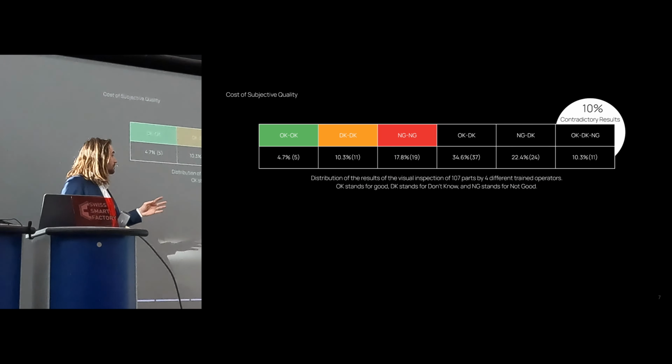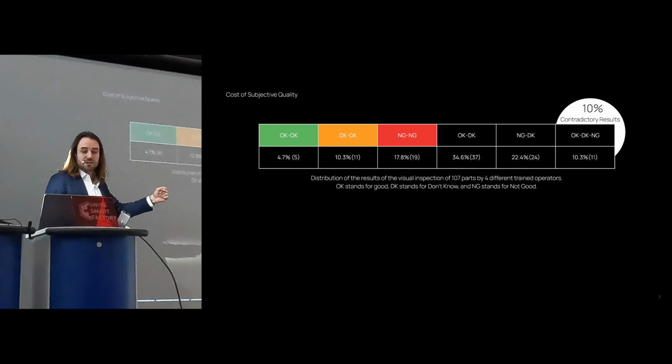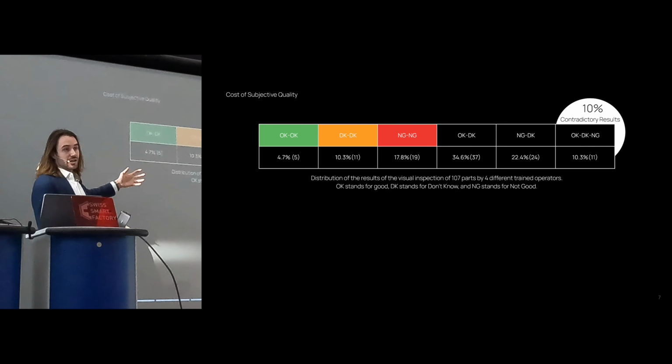So we pushed this to the point that we took images from their calibration process, 100 of them, and we asked 4 of their best operators to tell us whether what they see on the picture is good or bad, whether there is a defect or not on this cutting edge. And here you see the number and the distribution of their judgments. OKs mean the part was good. DKs mean don't know, so the operator didn't know, or needed some advice or to talk to a colleague. NG is not good, so for sure the part was not good.